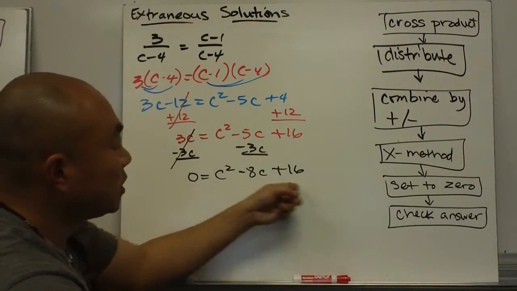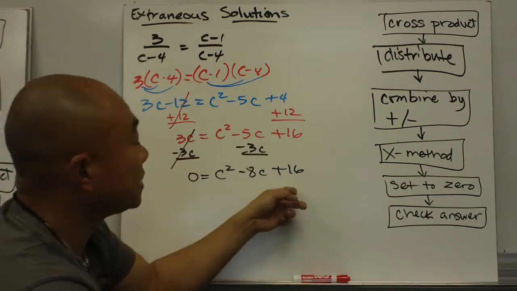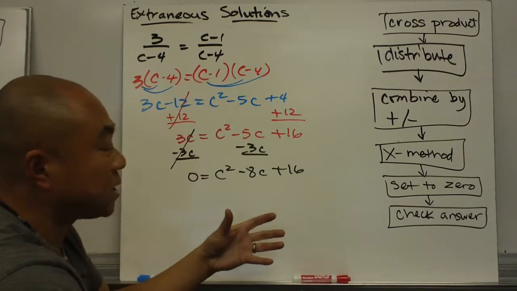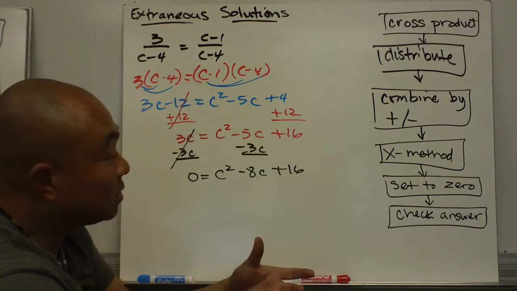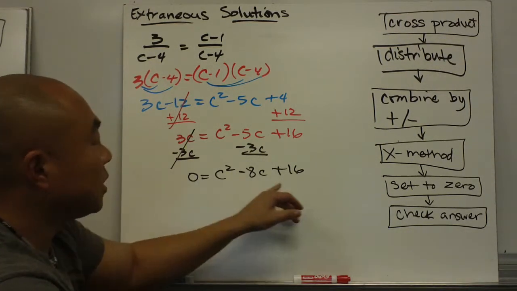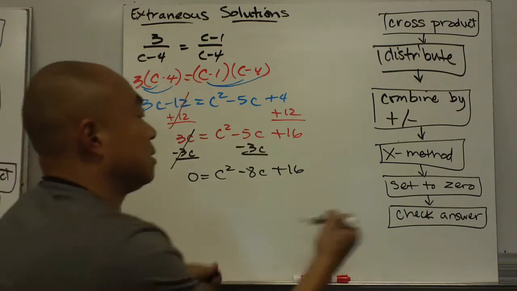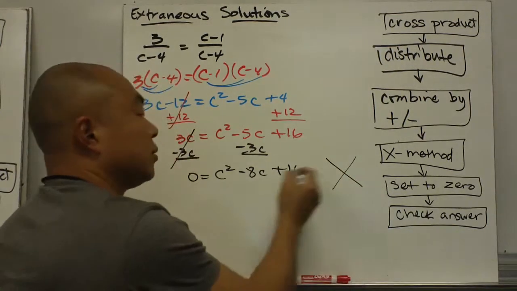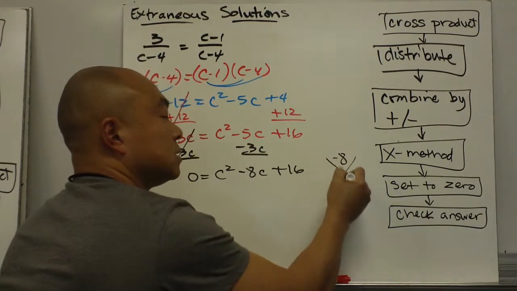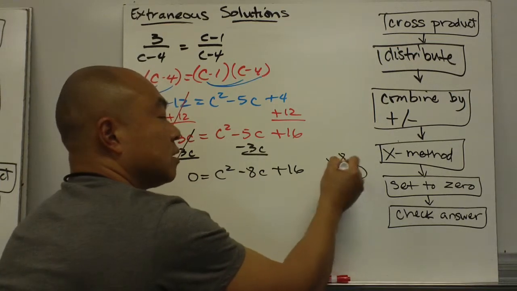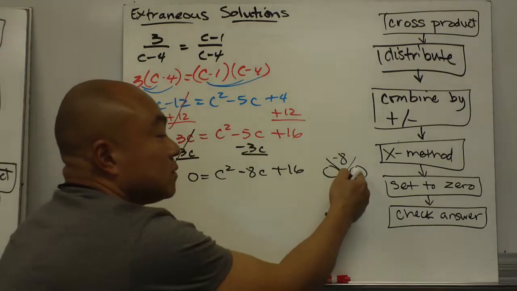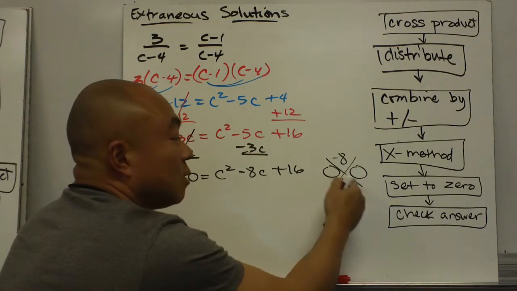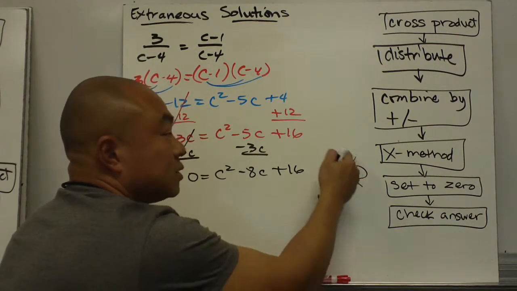Now once we get here, we notice that it's a quadratic. Since it's a quadratic, we can solve it in many methods, and we can set it to 0. But we're going to use the x method to make it easier. So I'm going to take this, and on the side, I'm going to put negative 8, 16. These two numbers right here are going to be my factors. That's going to help out here. These two are going to multiply to 16 and then add up to negative 8.